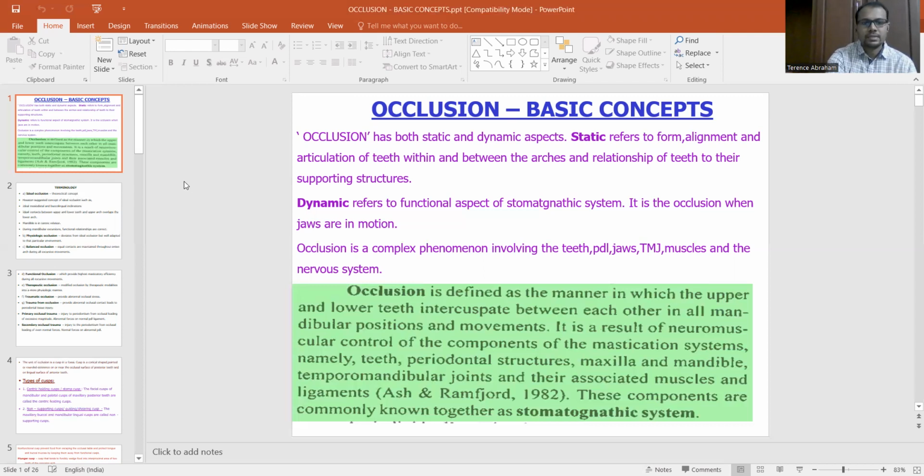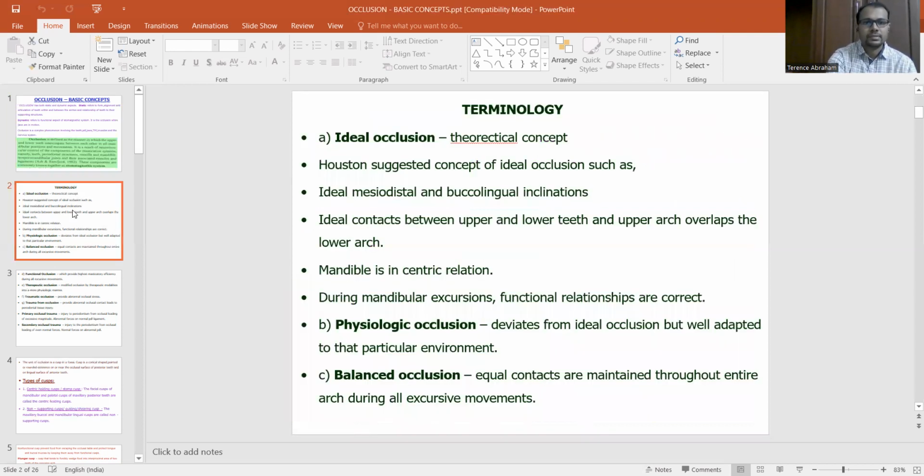Coming to the next slide, there are various terminologies related to occlusion. First, what is ideal occlusion? Ideal occlusion is simply a theoretical concept. According to Houston, there will be ideal mesiodistal as well as buccolingual inclinations of the teeth, and ideal contacts between upper and lower teeth, and the upper arch should overlap the lower arch.